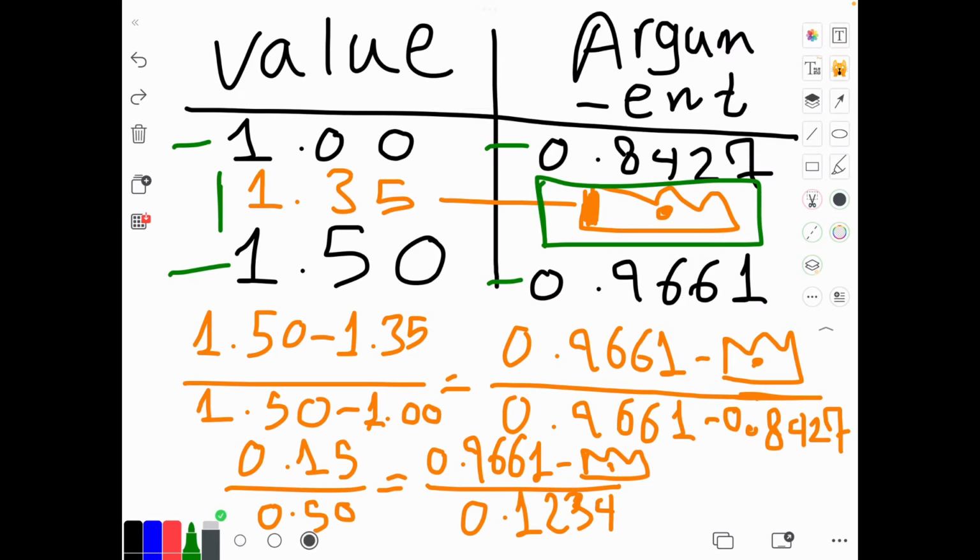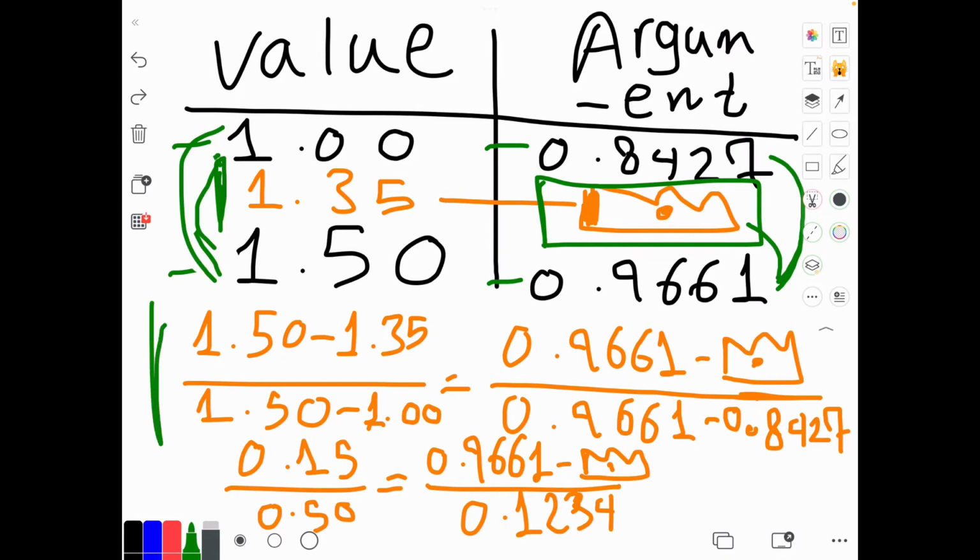Alright, so we're going to put this, and it doesn't matter which side you choose. You have 1.50 minus, oh shoot, this is erasing. 1.50 minus the value that you're getting between these two, and then 1.50 minus 1. In the same manner, you have 0.9661 minus the crown, over 0.9661 minus the initial amount 0.8427. You get a calculation like this.